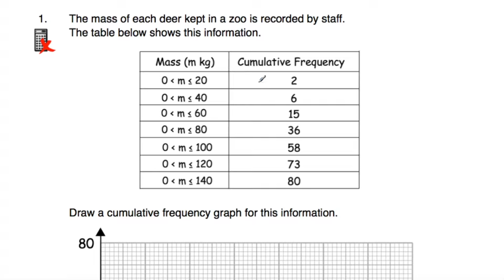We plot them at the end of each category because we don't know what their masses are between 0 and 20, but we know that those 2 deer weigh under 20 kilograms. So we're going to plot them at the end of each category here. So we plot the 6 at 40 across, then 60 across, 15 up, and so on. Okay, so let's plot each of these. 20 across and 2 up.